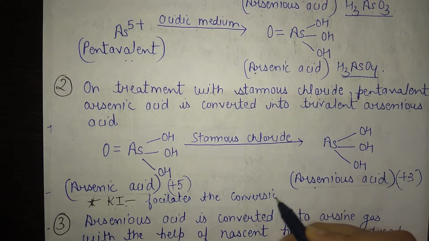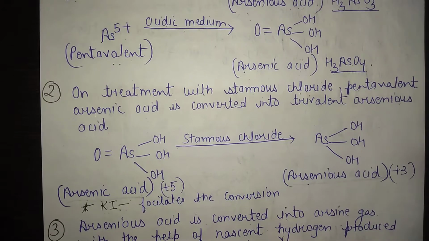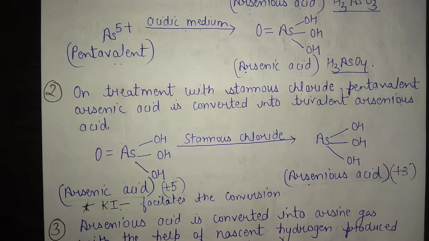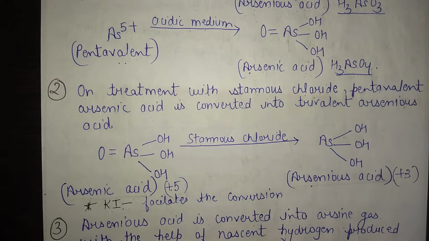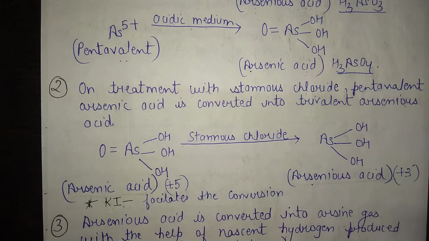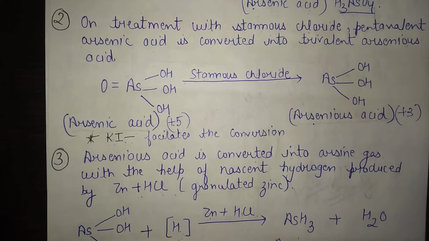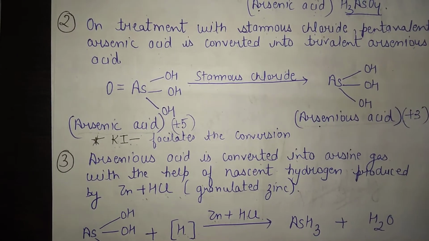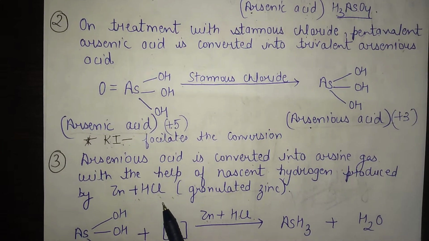This will facilitate the conversion of our +5 form to +3 form. So in the second step, we have converted all the arsenic acid into arsenious acid. Now this arsenious acid will be converted into arsine gas. So arsenious acid is converted into arsine gas with the help of nascent hydrogen produced by zinc and hydrochloric acid.